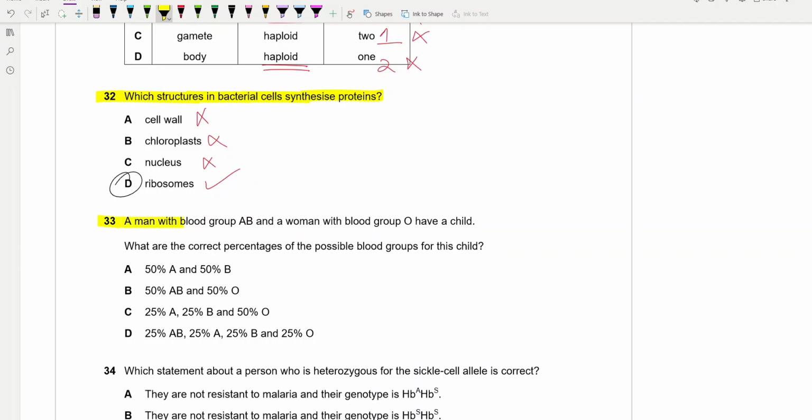Question number 33. A man with blood group AB and a woman with blood group O have a child. What are the correct percentages possible of the possible blood groups for this child? So it would be 50% A and 50% B. So the correct option would be option A.